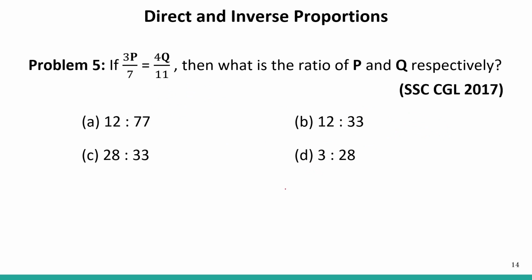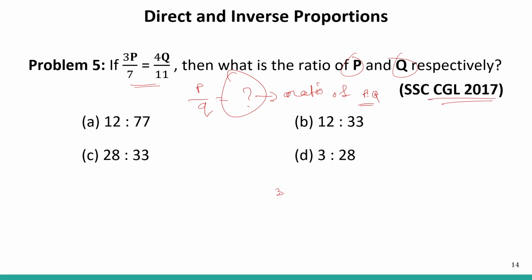So the next question, number 5, tells us that 3p by 7 is equal to 4q by 17. This is what is given to us. Then what is the ratio of p and q respectively? What we can do here is algebraically manipulate it in such a way that we get p by q on one side. Then whatever we get on the other side is the ratio of p to q. This question has been asked in the SSC CGL 2017 exam.